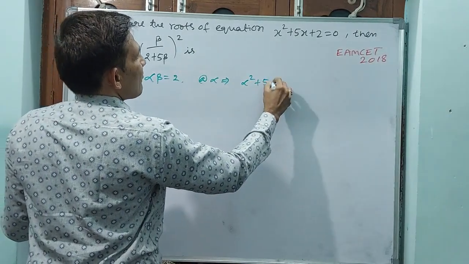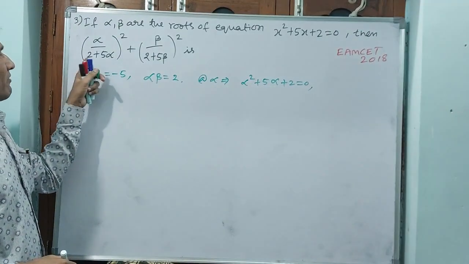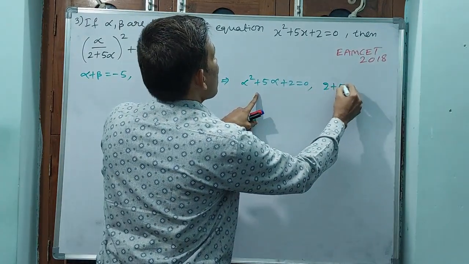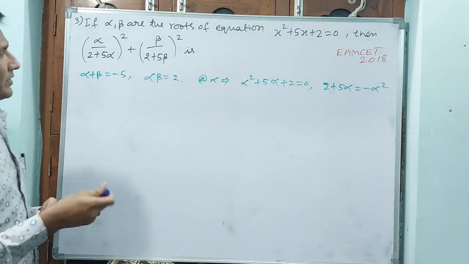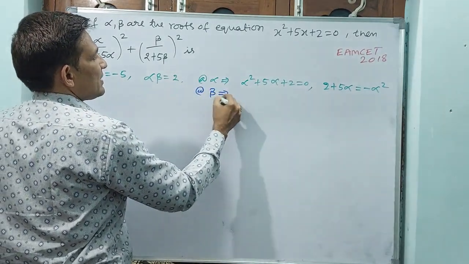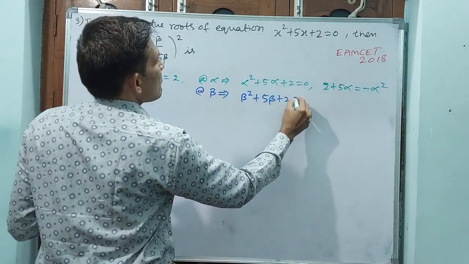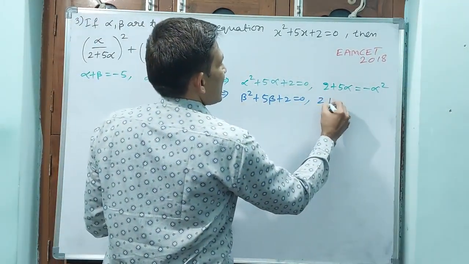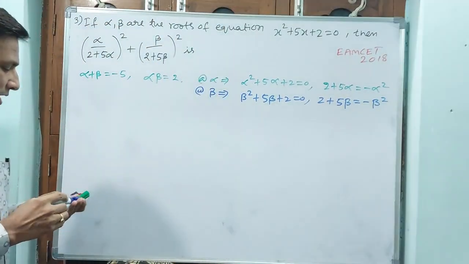See, at alpha, the equation is going to become alpha square plus 5 alpha plus 2 equal to 0. Why have I written this? You see here, 2 plus 5 alpha or 5 alpha plus 2 is there. 2 plus 5 alpha is equal to minus alpha square. Okay? Now go back again. See, if you substitute beta, then beta square plus 5 beta plus 2 equal to 0. Here also 2 plus 5 beta is there. 2 plus 5 beta is equivalent to minus beta square. Okay?